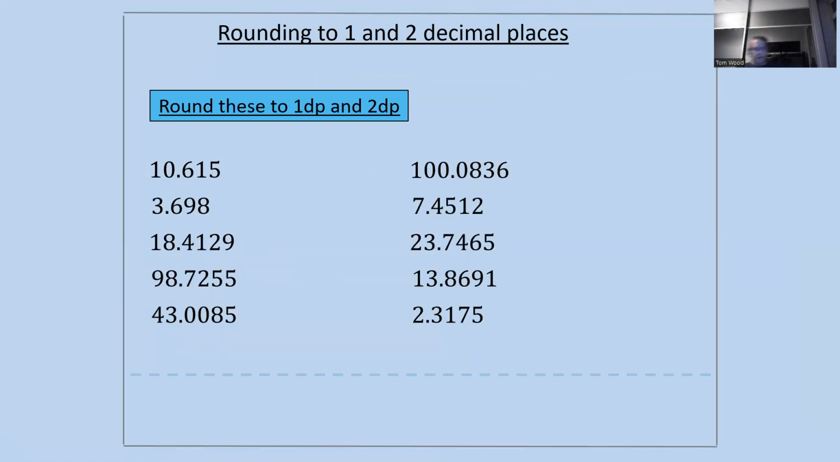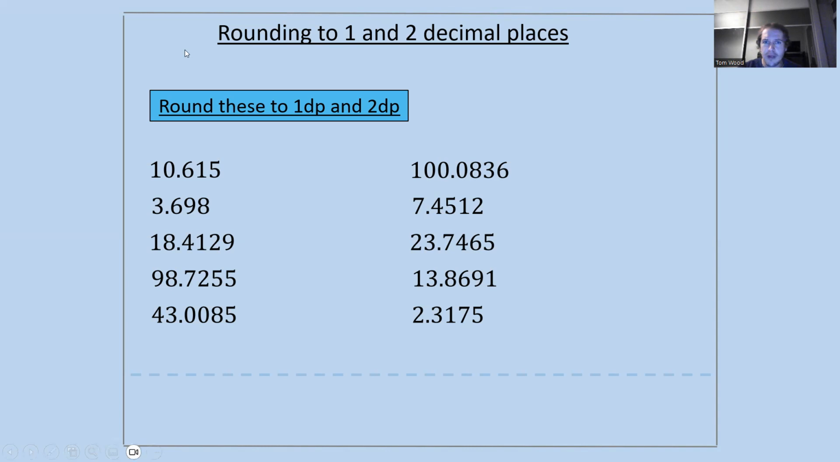Okay, here are some practice questions for you then. What I want you to do is have a look at these numbers and see if you can round them to 1 decimal place, and then see if you can round them to 2 decimal places as well. So we're just going to have a little bit of time looking at this. If you want to do these on paper and then let me know when you've done a few and we can check them, that's fine. If you want to send the answers over, that's also absolutely fine. We'll have a little bit of a look and see how this understanding is.